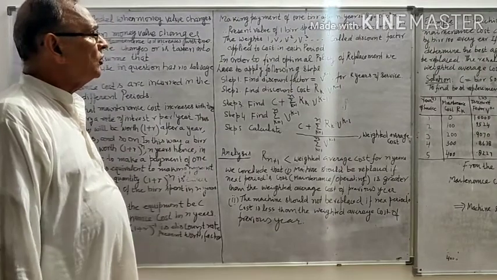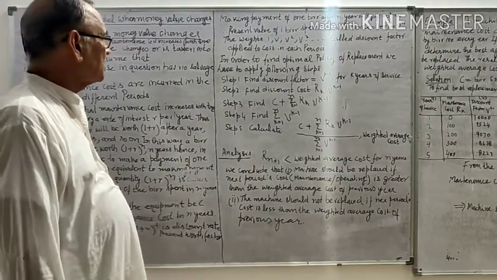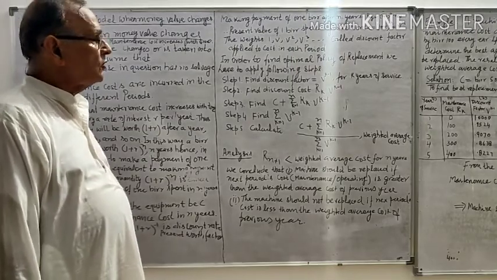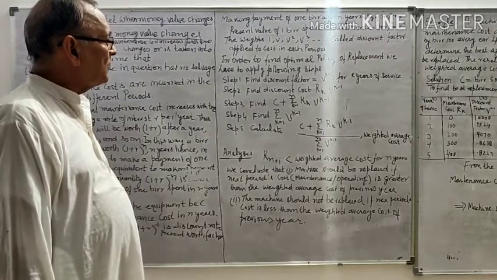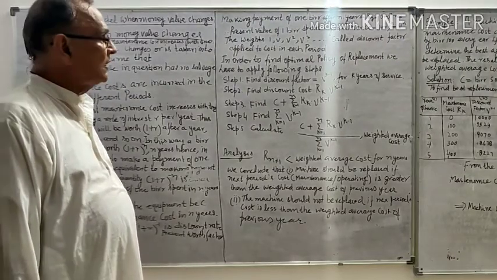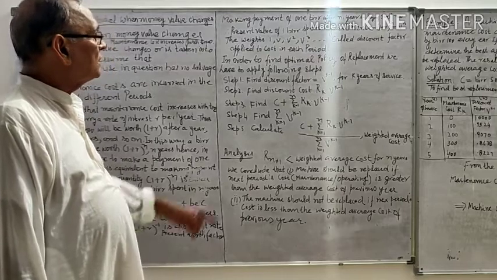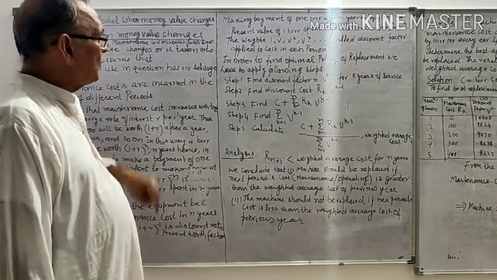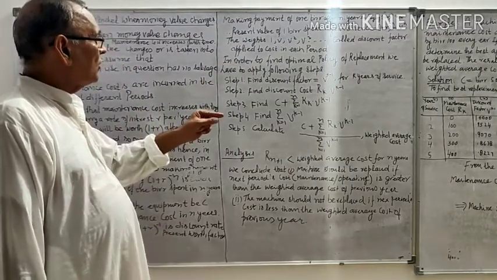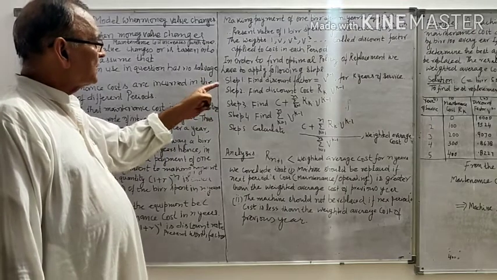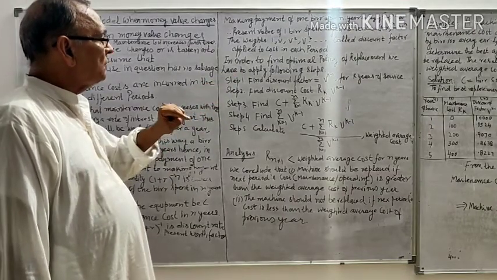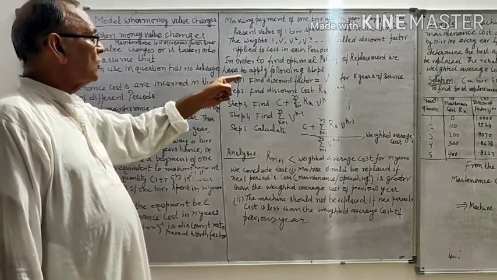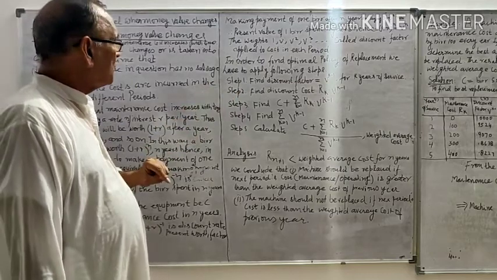So in order to find the optimal policy of replacement, we have to apply the following steps. First, find the discount factor V to the power k minus 1 for k years of service, because this is (1 plus R) to the power minus 1, and for the first year this is 1 only, V to the power 0.